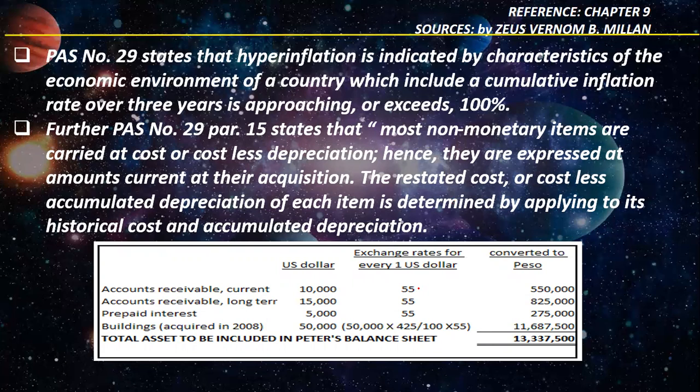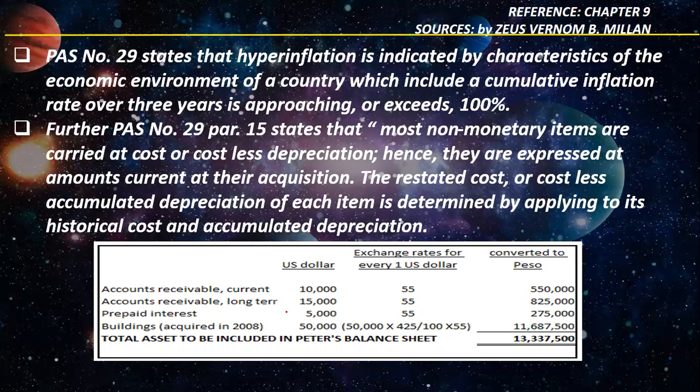Sabi nga doon sa table natin na ni-review natin, hindi na i-restate yung monetary items of the current year balance. So no need na. So what we need to do is to just multiply it to its current exchange rate or the closing exchange rate as of that balance sheet date, which is 55 pesos versus $1. So 55. So yung converted peso amount na.